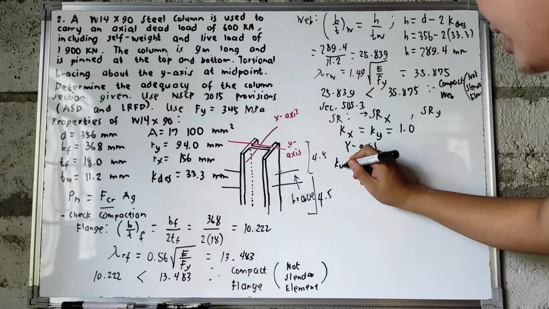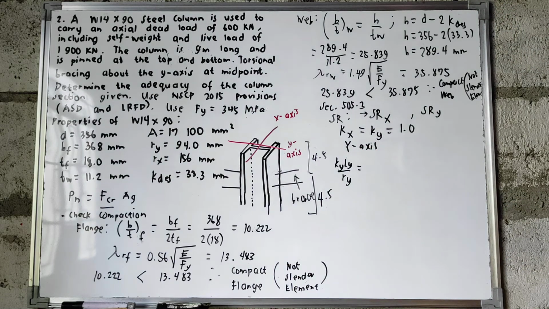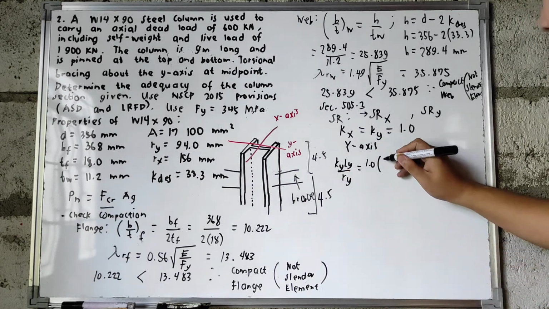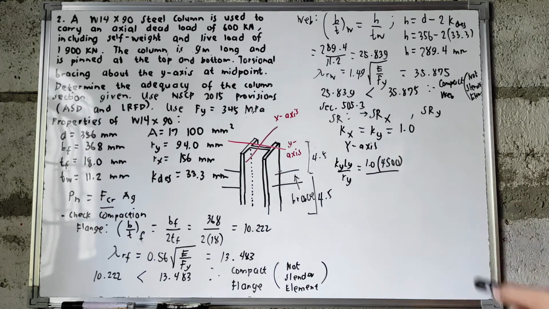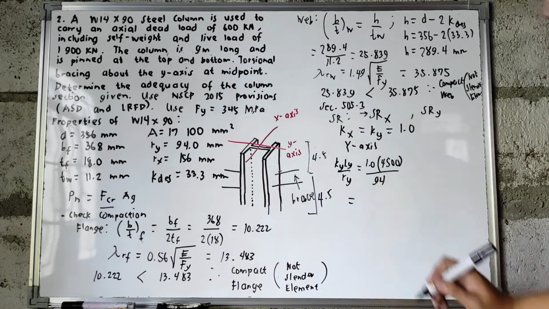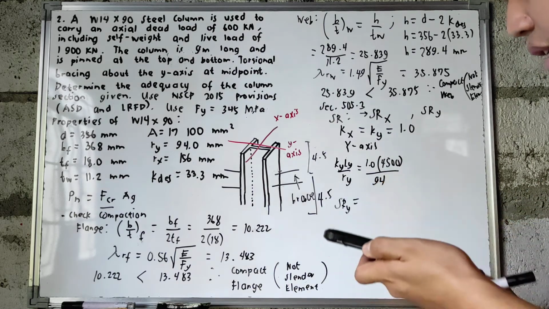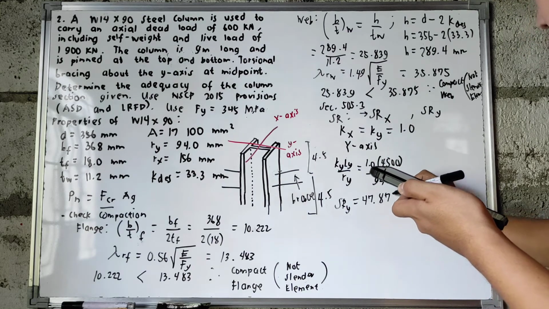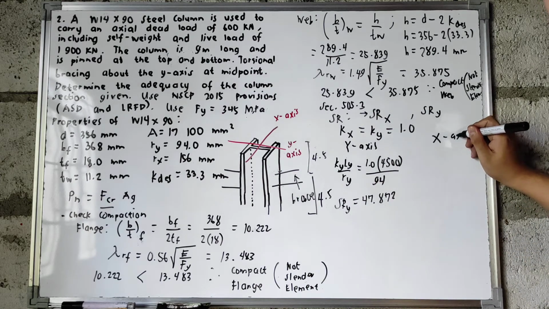So, yung Ky Ly over ry. Yung Ky natin, that is 1.0. Yung Ly natin, since mm tayo, kaya 4,500. Siyempre, gagamitin natin dito yung value ng ry natin na 94. So, the value of your slenderness ratio with respect to y-axis is equal to 47.872.